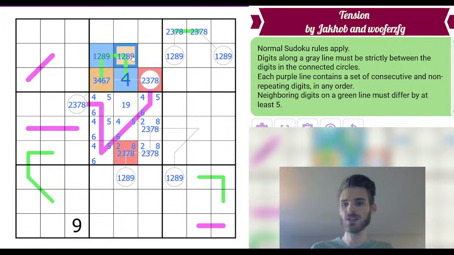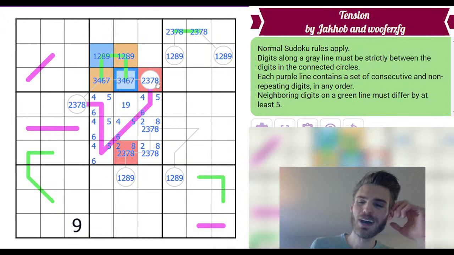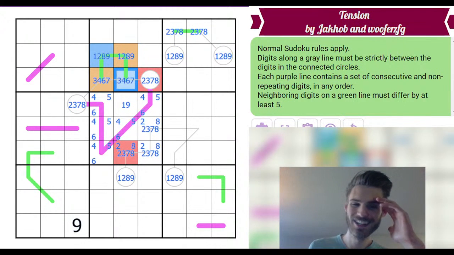But I don't think this can be a 4 because that would need this to be a 9, this to be a 1, this to be a 7, but then... Wait, isn't that just fine? Isn't this just fine, isn't it? Because the 8 is the opposite parity as 1. Okay, yeah. I've just proved that it's fine.